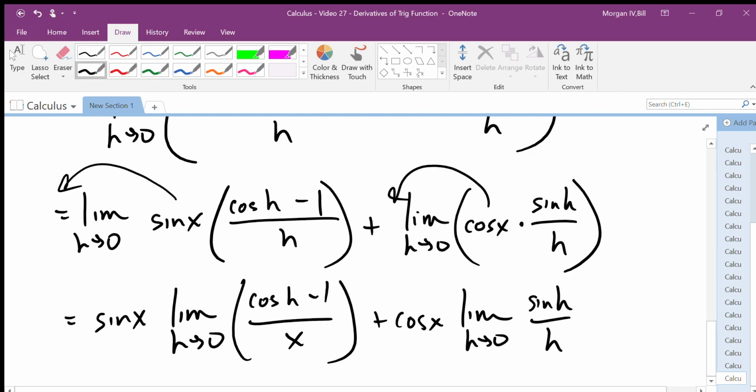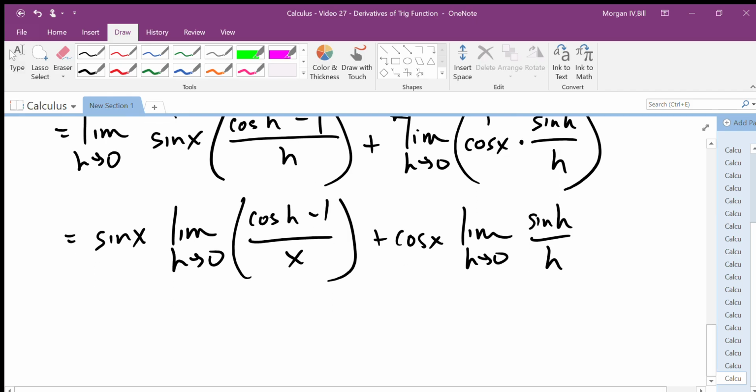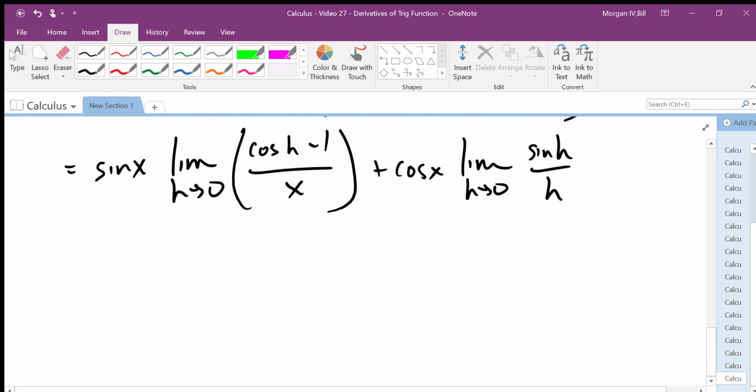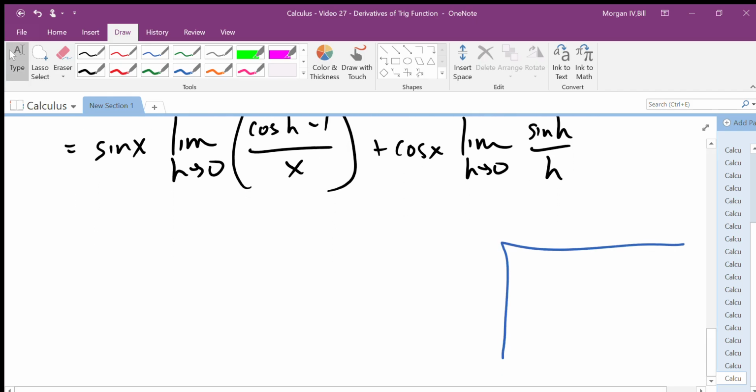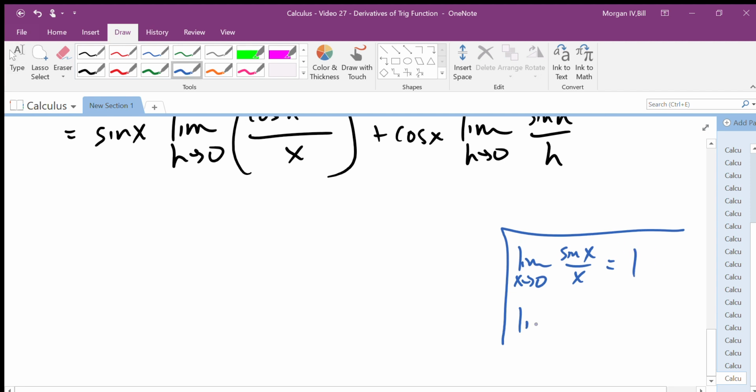And some of this might be sounding a little familiar to you. Side note number 2, we learned this. The limit as x goes to 0 of sine of x over x is equal to, I hope you remember, 1. And the limit as x goes to 0 of 1 minus the cosine of x over x is equal to 0. Very good. But notice here I have sine of x over x with x going to 0.